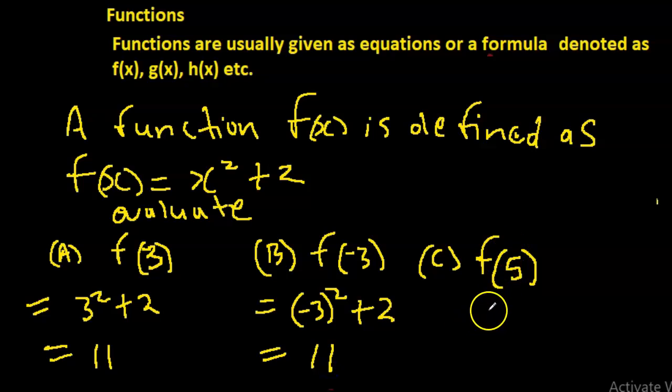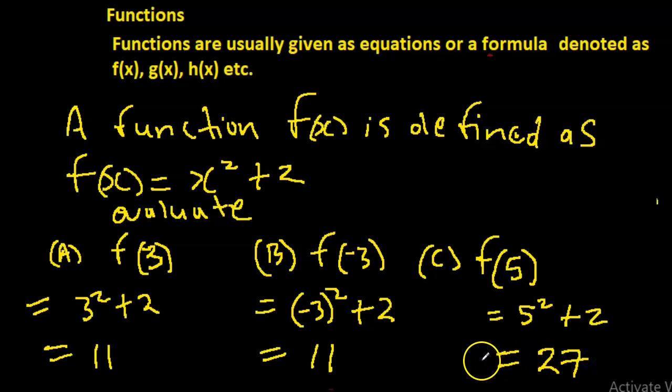Let's do this one. F of 5 will mean you replace the x value here with 5. So that's 5 squared plus 2. 5 squared is what? 25. And 25 plus 2, that's 27.